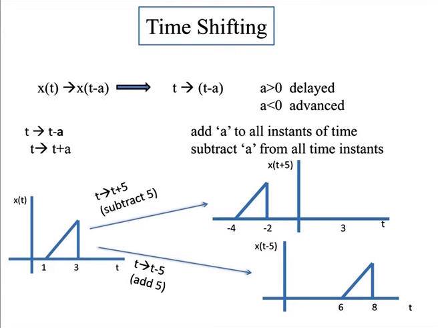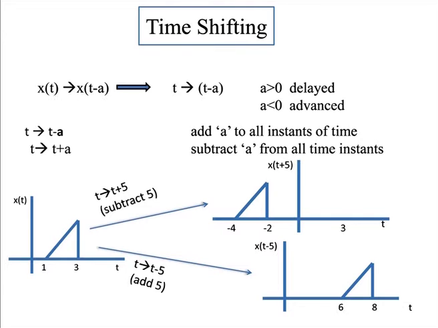So, t goes to t minus a. What do we have to do? Add a to all instants of time, t equal to t plus a, or subtract a from all time instants. As an example, suppose we have this signal x(t), a triangular signal, which lies between t equal to 1 to 3. If you would like to plot t to t plus 5, it means we have to subtract 5.